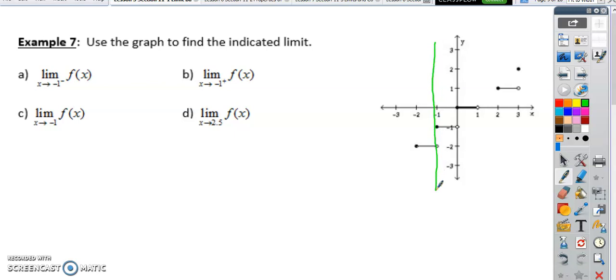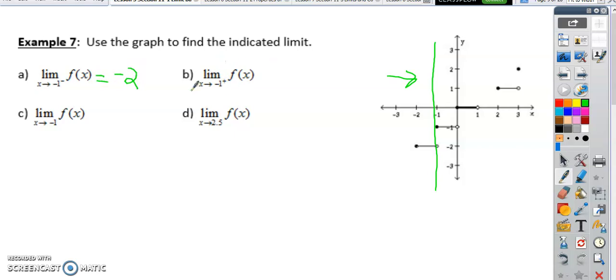All right, that's as close to -1 as I can get. So -1 from the negative side, from the left-hand side. So I pick up the function from the left-hand side, and I am at a y value of -2. So the limit of that function as I approach negative 1 from the negative side, from the left-hand side, is negative 2.